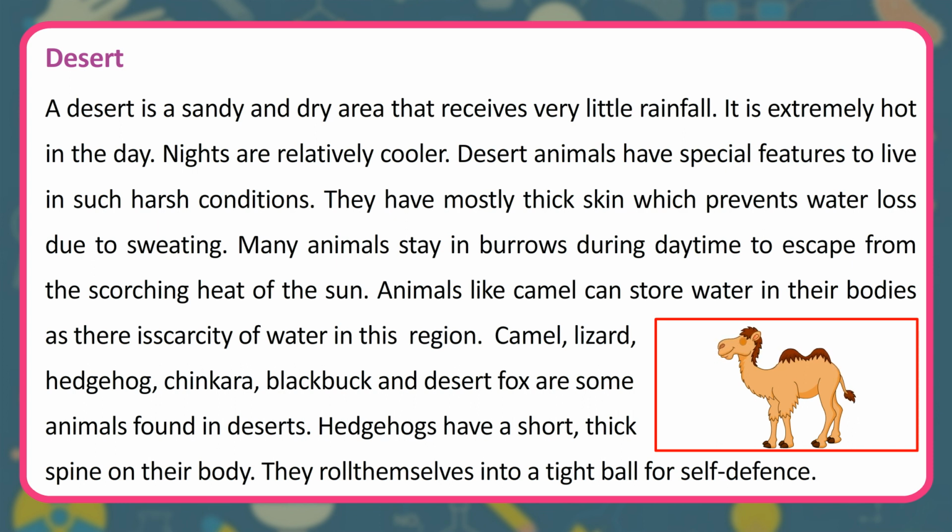Camel, lizard, hedgehog, chinkara, black buck and desert fox are some animals found in deserts. Hedgehogs have short, thick spines on their body. They roll themselves into a tight ball for self-defense.